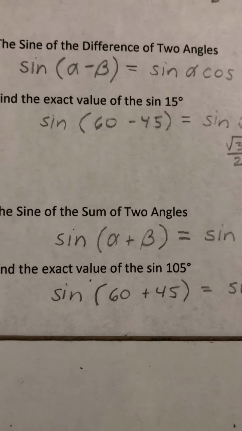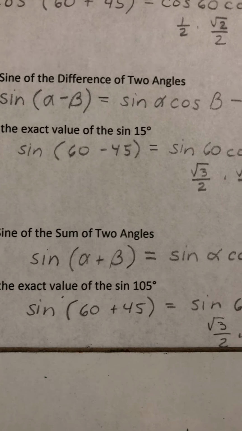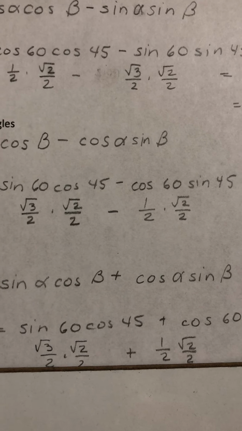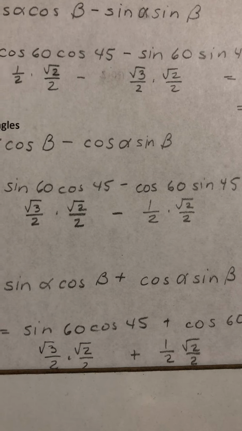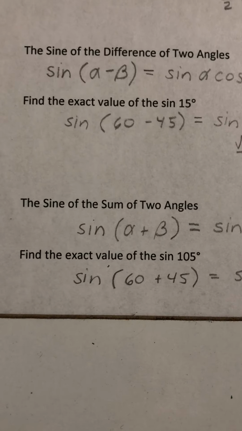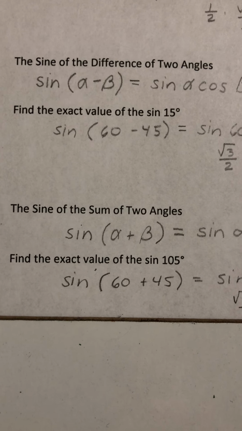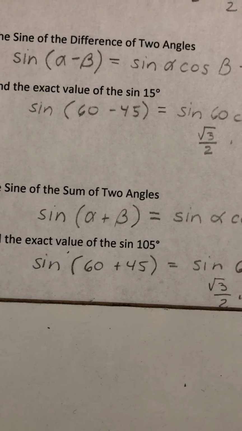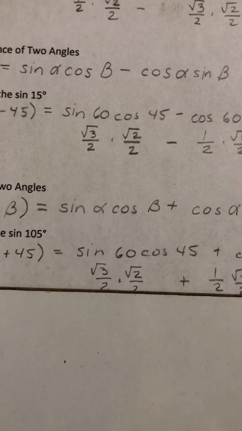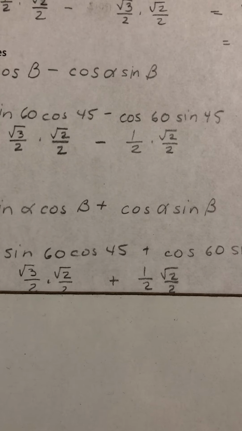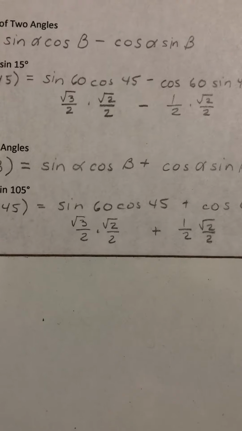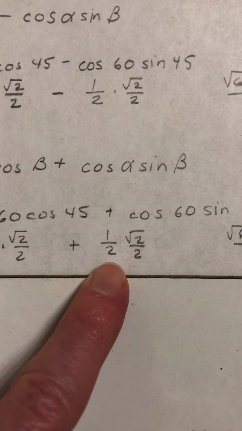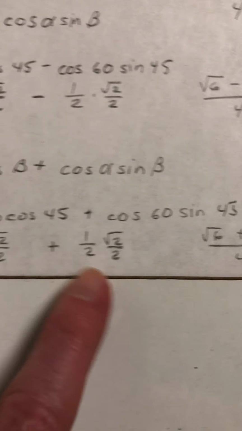The sine of the sum of two angles. The sine of alpha plus beta is the sine of alpha times the cosine of beta plus the cosine of alpha times the sine of beta. So to find the exact value of the sine of 105 degrees, use 60 degrees and 45 because that adds up to 105 degrees. Plug in 60 for alpha into the formula, plug in 45 for beta, plug in the sine of 60 times the cosine of 45 plus the cosine of 60 times the sine of 45.